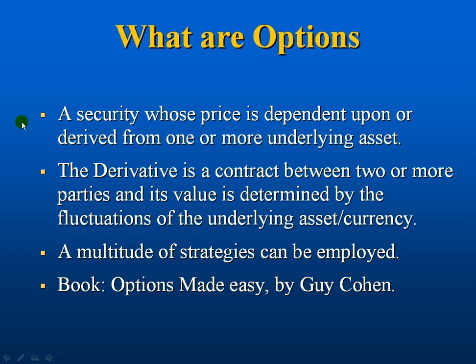Just going to give you a brief overview of what options are and some of the options that are used in the foreign exchange with foreign exchange instruments. In general, an option is a security whose price is dependent upon or derived from one or more underlying assets. The derivative is a contract between two or more parties and its value is determined by fluctuations of the underlying asset or currency.